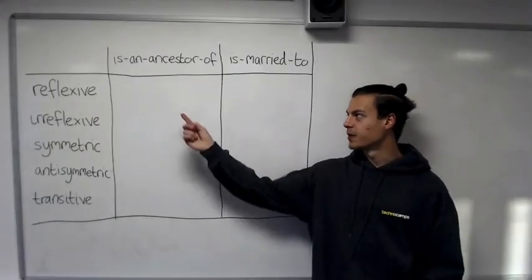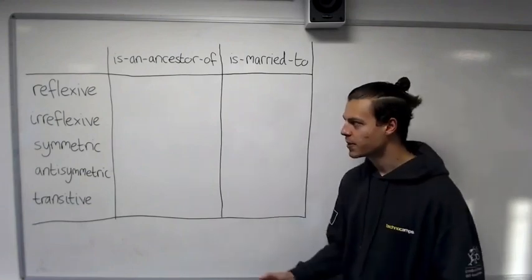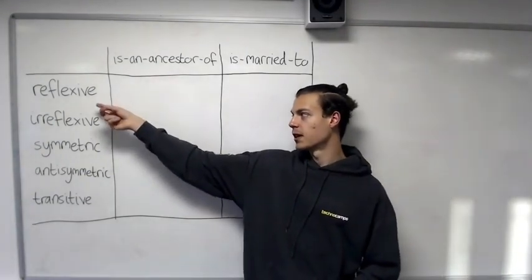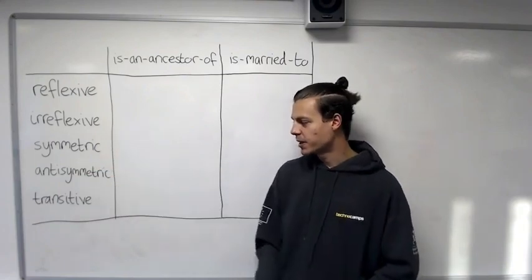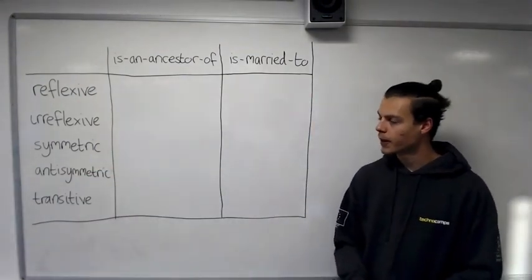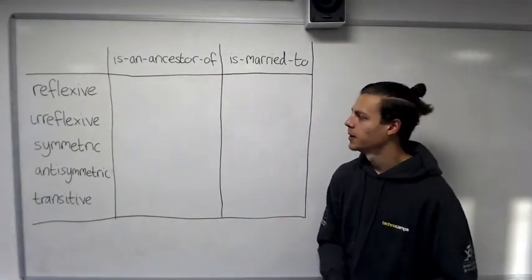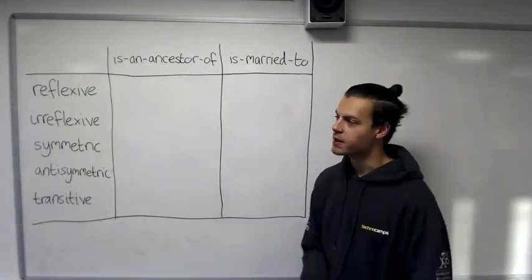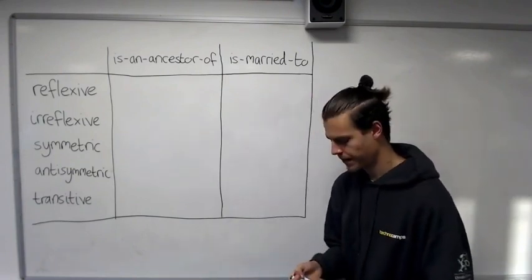In this exercise, we have two relations defined on the set of people. We are tasked with determining whether these relations are reflexive, irreflexive, symmetric, antisymmetric, or transitive. So let's look at our first relation, is an ancestor of. So person A is related to person B if A is an ancestor of B.